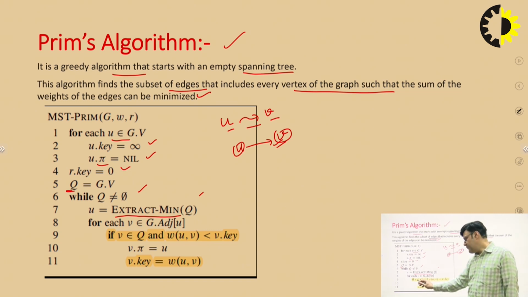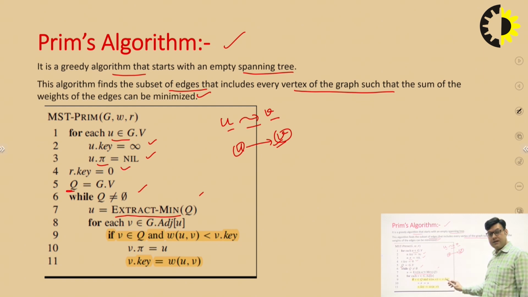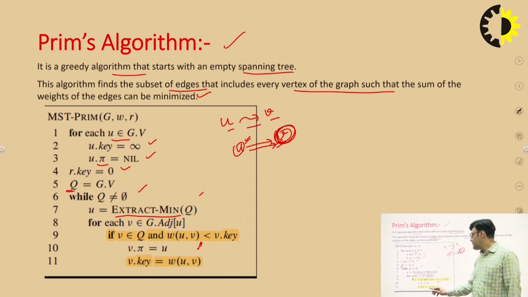Okay, if V is already in Q and weight of UV is less than key value of V, then what we will do, we will initialize that U as a parent. For example, when I travel from this vertex to this vertex, I have reached this vertex. Now this U will become the parent of this vertex V. Okay, so this is done here, and we will update the key value of that V as weight of that U and V. That is given here. Okay, so this is MST algorithm.